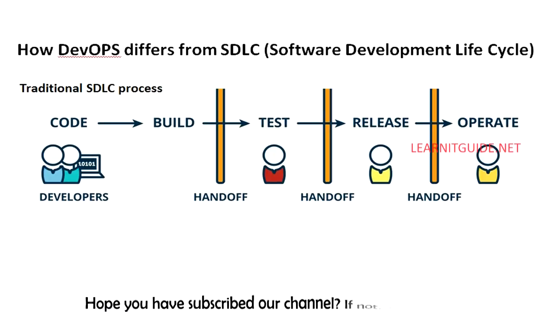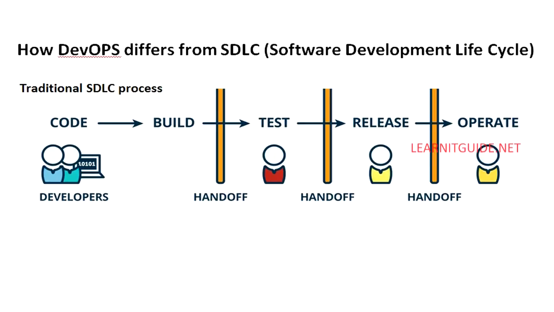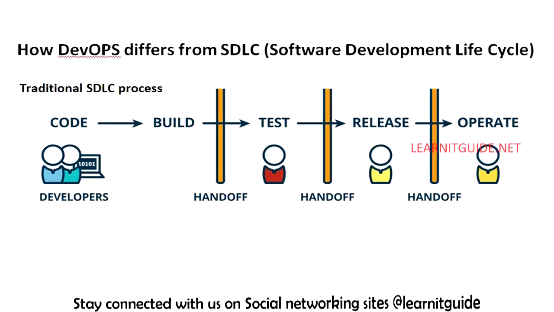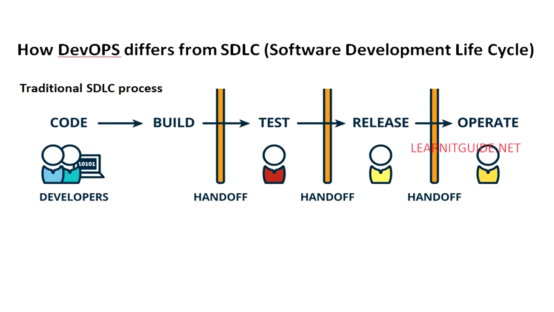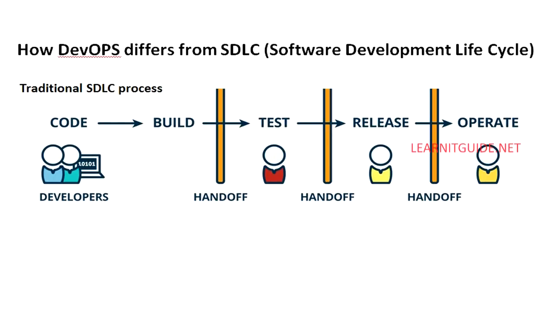Once all the issues are fixed, it will go to the release. Then the released program will be given to the operation team for installing the applications. Generally, the operation group or system administrator is responsible for providing the server with operating system and also responsible for maintaining the servers. So this is how the traditional software development lifecycle works.